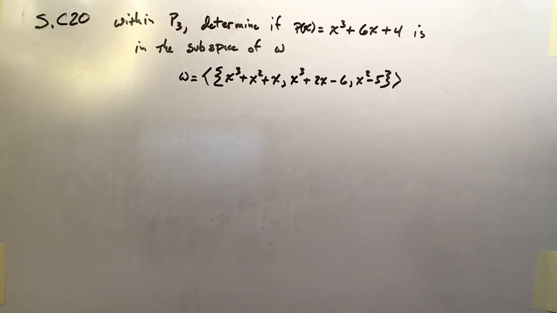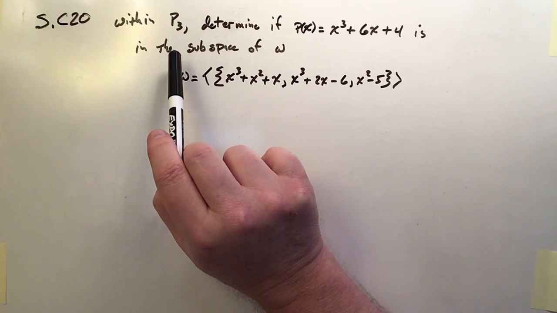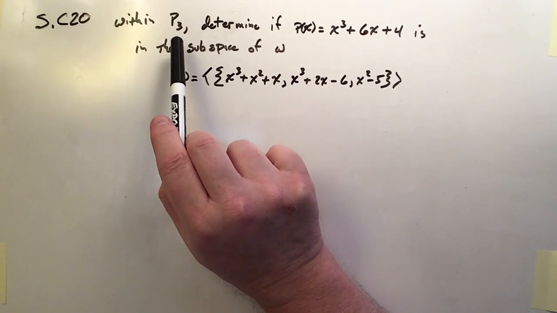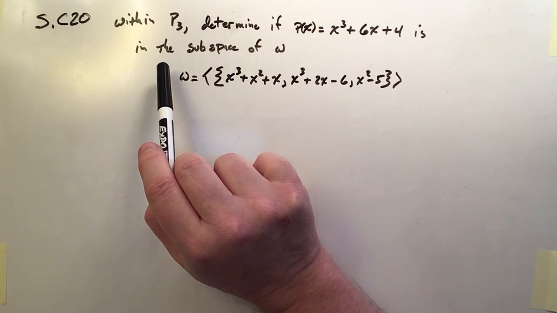Okay, this is a sample problem. It comes from section S, which is on subspaces. So we're looking at subspaces of vector spaces. In this case, it's going to be a polynomial space. This is C20. And all a polynomial space is basically, the vectors are defined by polynomial powers, but it's really no different than just defining a vector.